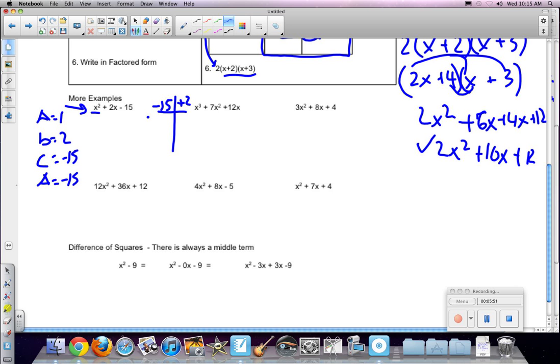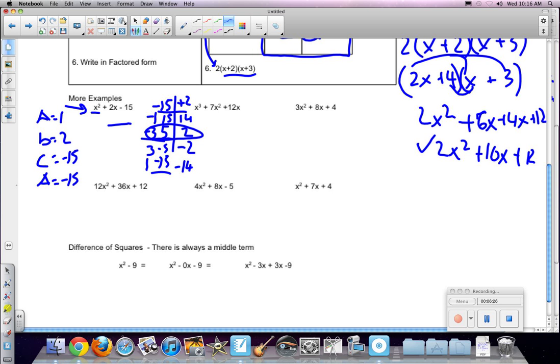Well, factors of negative 15 are negative 1 and positive 15, negative 3 and positive 5. And then I could also switch that around, so it's 3 and negative 5, and positive 1 and negative 15. This pair adds to positive 14. This pair adds to positive 2. This pair adds to negative 2. This pair adds to negative 14. So here we go, this is our buddy right here.